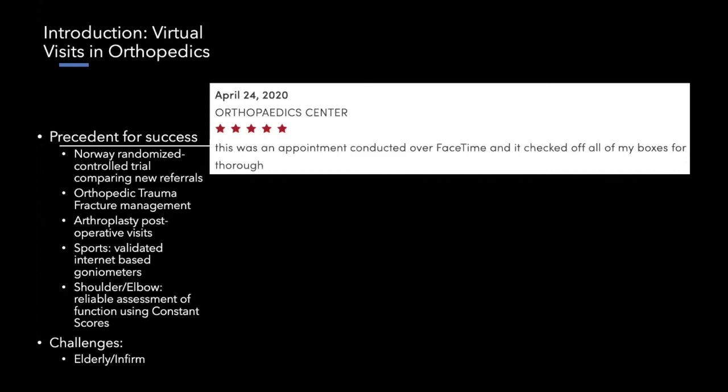In addition, assessment of function has been found to be adequately performed during virtual evaluations of the shoulder. In one study, the mean constant score for the video assessment was just a half a point lower than that for an in-person assessment, and concluded that video evaluations resulted in reliable estimates for shoulder functions. Despite all of these successes, challenges have been reported, particularly with the implementation with the elderly population.